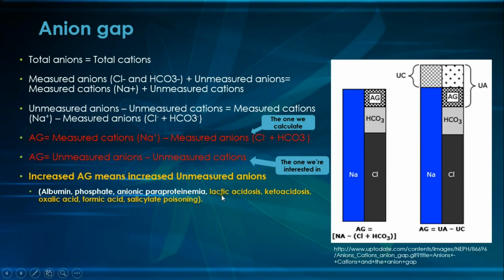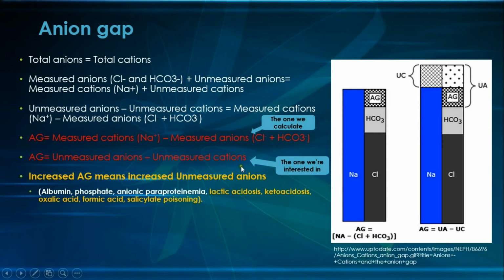And those are lactic acidosis, ketoacidosis, oxalic acid from ethylene glycol ingestion, formic acid from methanol ingestion, and salicylate poisoning, and a few other examples. So any of those in the yellow will cause a high anion gap metabolic acidosis. But theoretically, if we have a decrease in the unmeasured cations, that will also increase the anion gap.